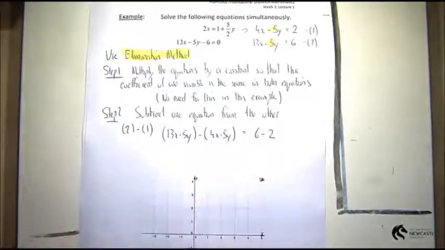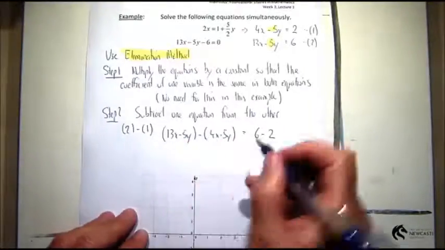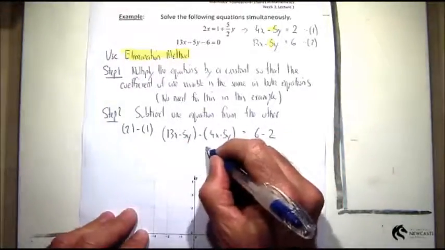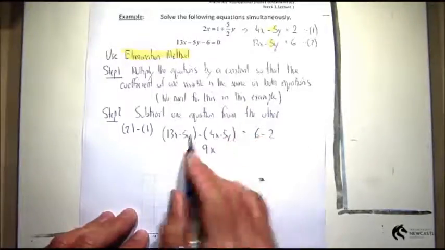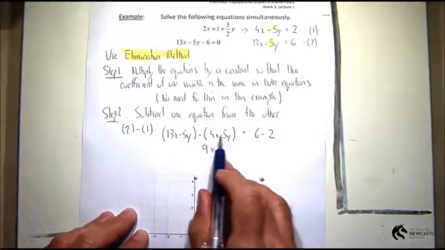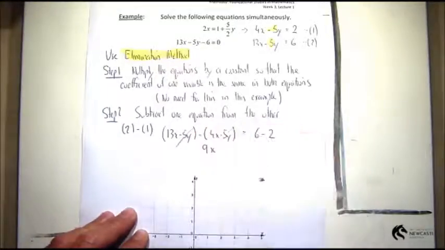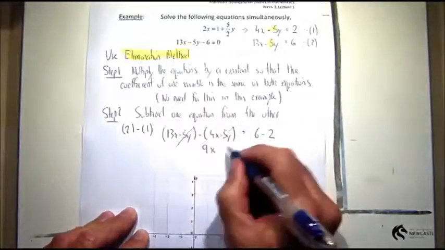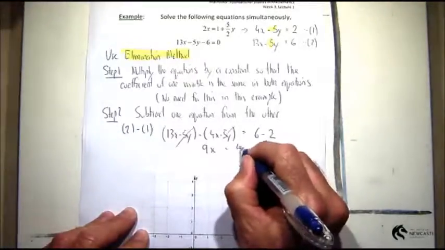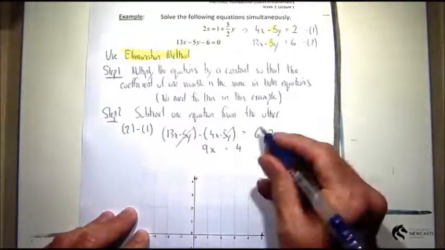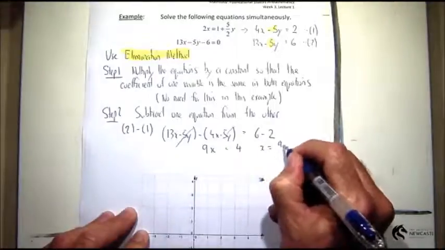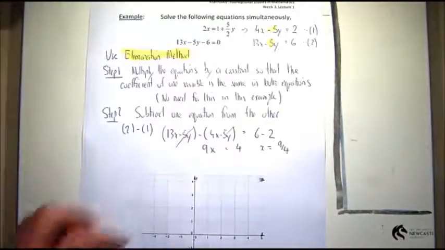So when I do it here, I have 13x minus 4x is 9x, minus 5y, minus times a minus is plus, minus 5y plus 5y, they are eliminated. And on the right-hand side, I've got 6 minus 2 is 4. And so that tells me x is equal to 9 divided by 4.